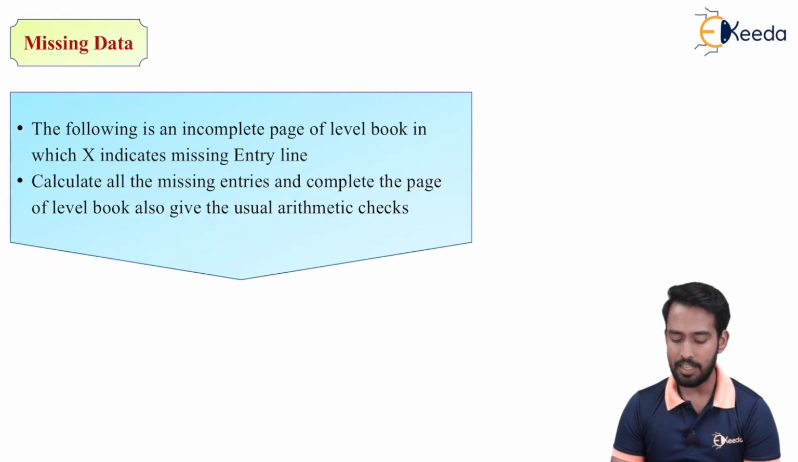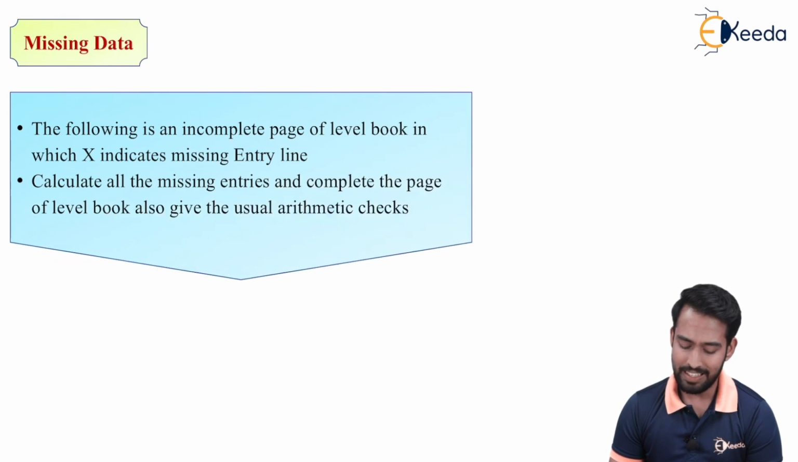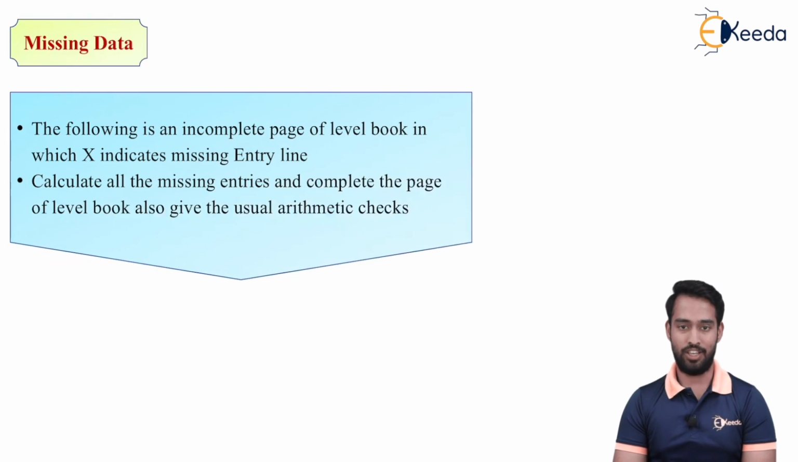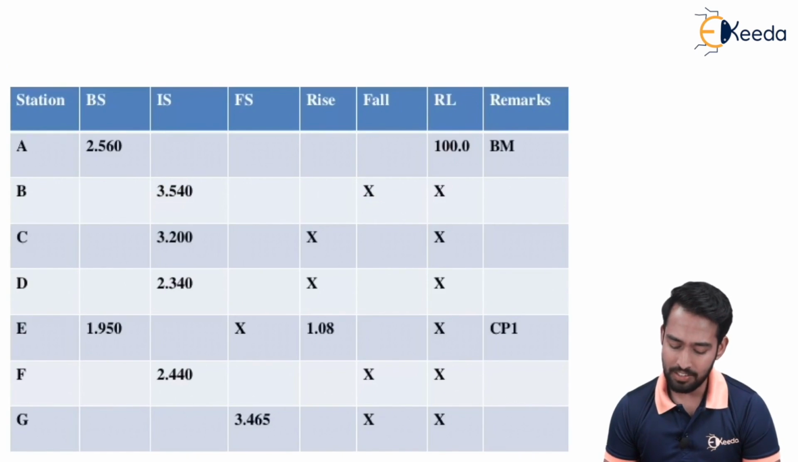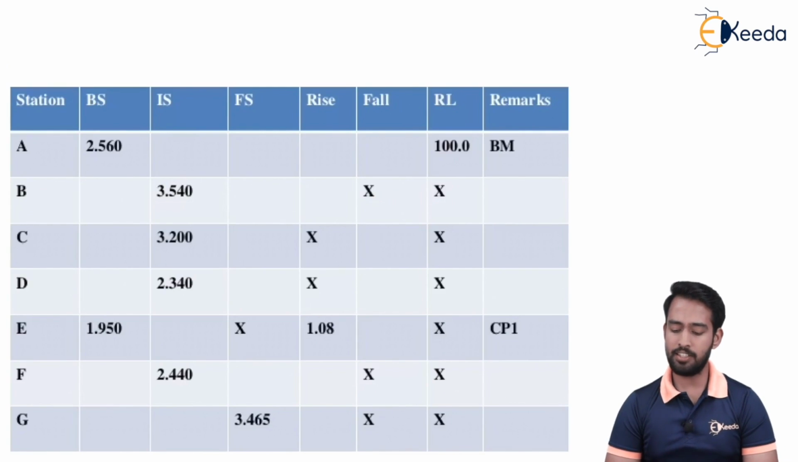The following is an incomplete page of your level book, in which X indicates the missing entries. Calculate all the missing entries and complete the page of the level book. Also give the usual arithmetic check. We will see the problem first. As we can see over here, wherever X is marked, we have to find out those values. And the method used is the rise and fall method.